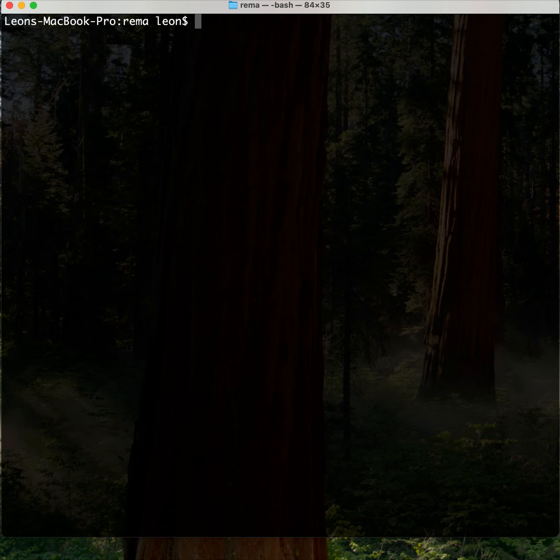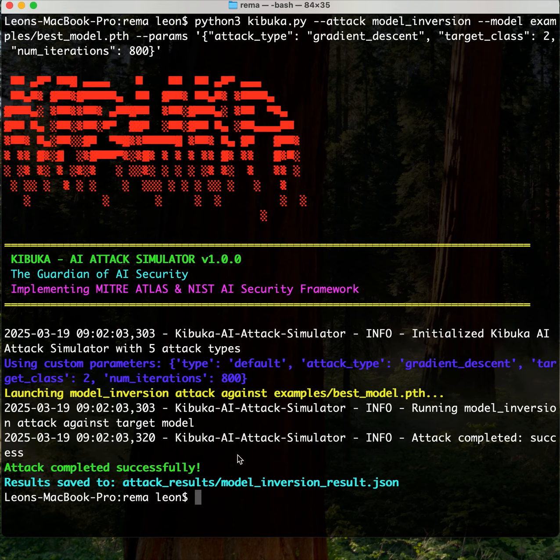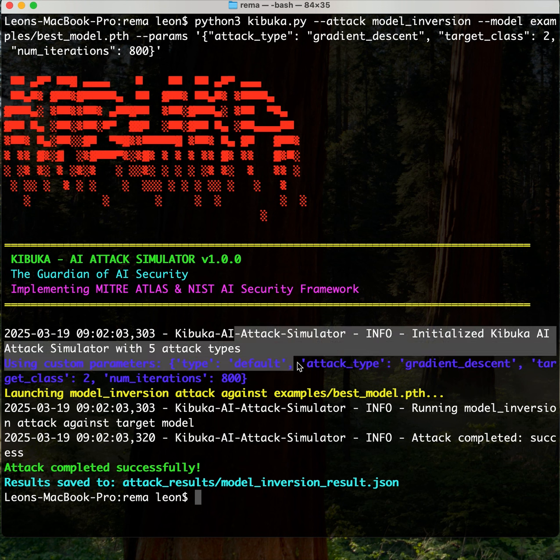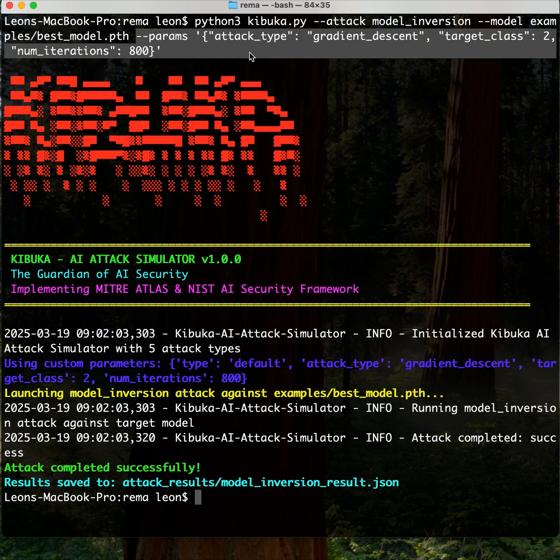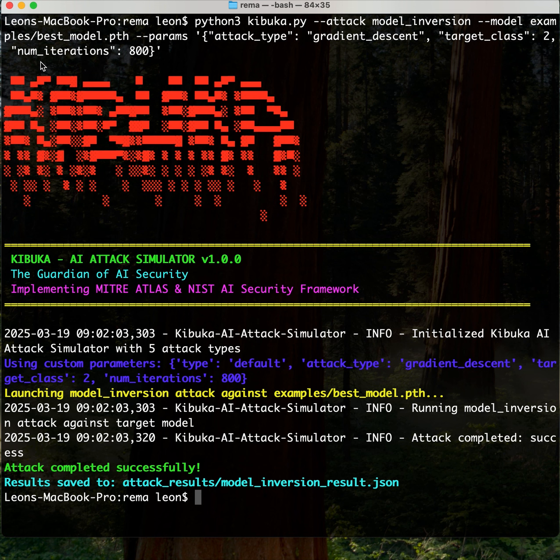Good, so let us try another attack vector, and this is going to be on model inversion. When we run this one, model inversion, still we are running on our local models for testing. We pass a few parameters as always. We want the gradient, and then target class, and then number of iterations to be 800. Of course, Kibuka runs that on that model.